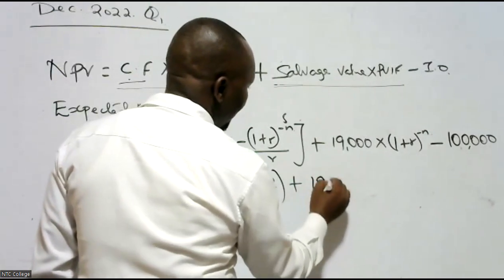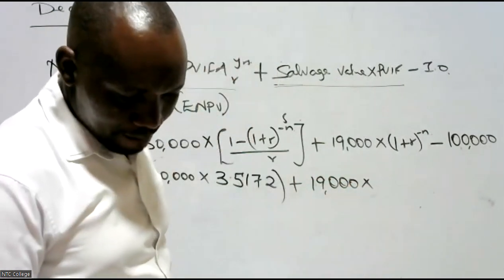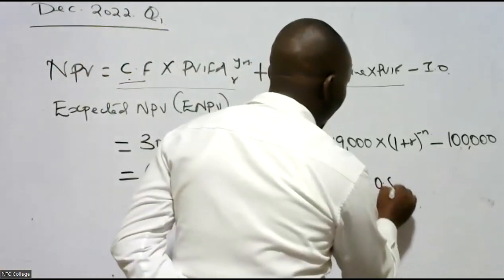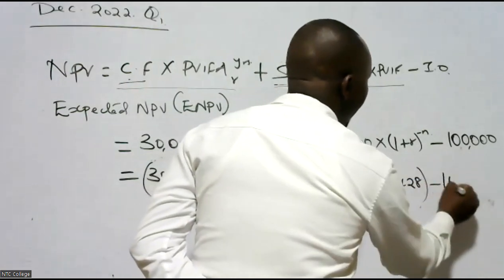Then 19,000 times, what is the figure there? 0.5428, minus 100,000.